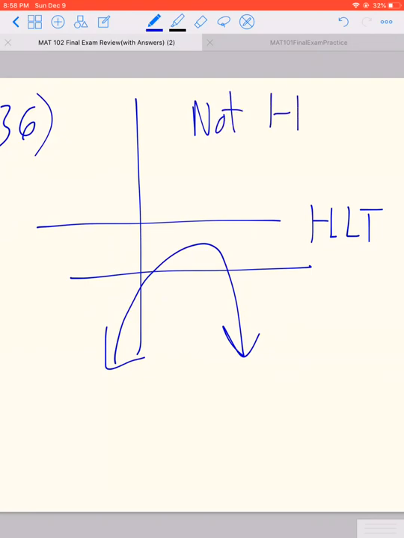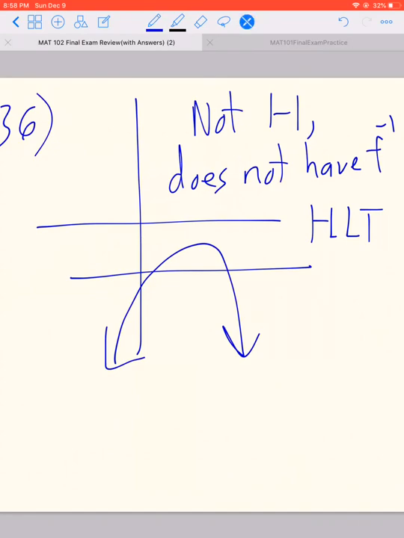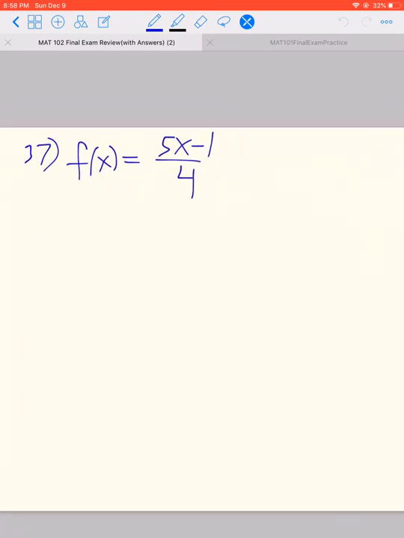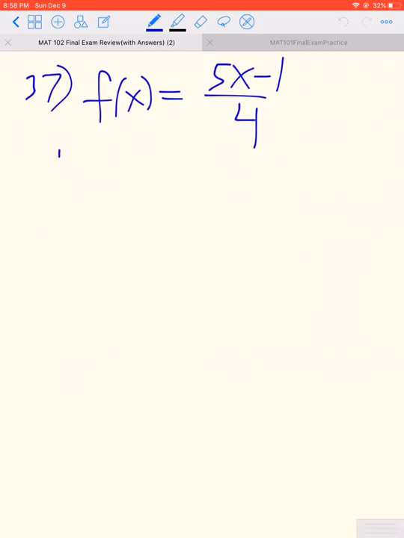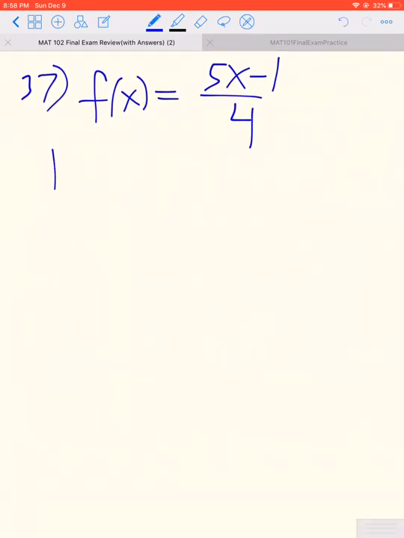So it's not one-to-one by the horizontal line test, and because it's not one-to-one, it does not have an inverse. We know that it's only the one-to-one functions that have a proper inverse. So the graph displayed in number 36 would not have an inverse. Okay. In question 37, they give us this function, and they ask us to find f inverse of x.